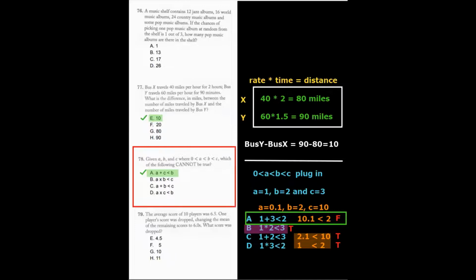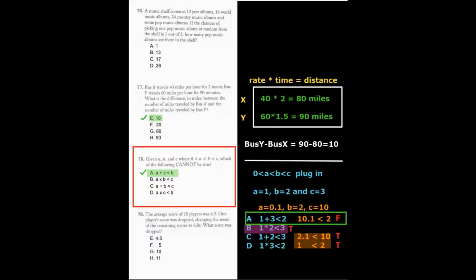we know that for choice A, 1 plus 3 is less than 2 is false. B, 1 times 2 is less than 3 is true. So we can eliminate B. But choice C says that 1 plus 2 is less than 3. Well, that's not true because they're equal. And 1 times 3 is less than 2. So what we need to do if we plug in is readjust. So you have to think about it for a moment.